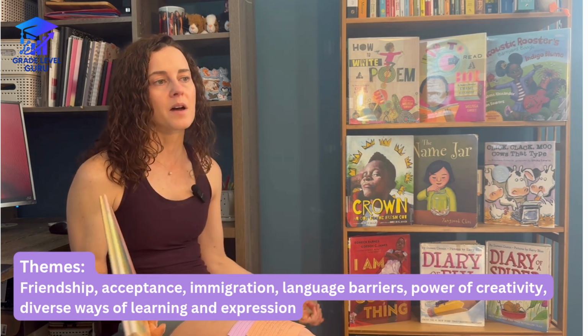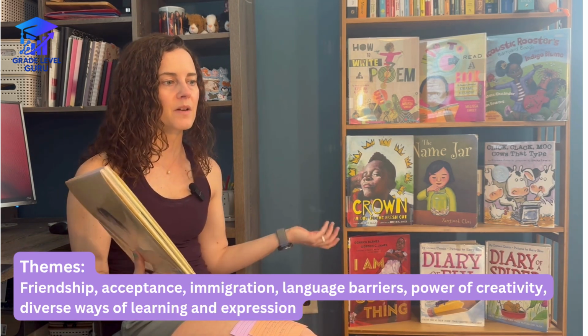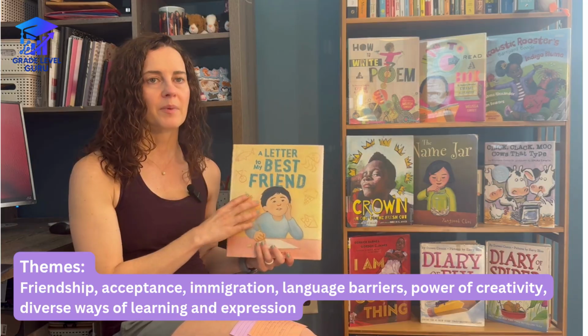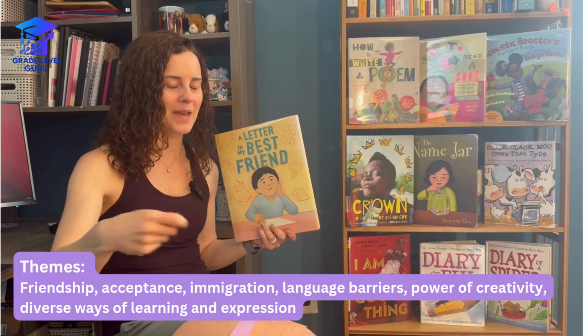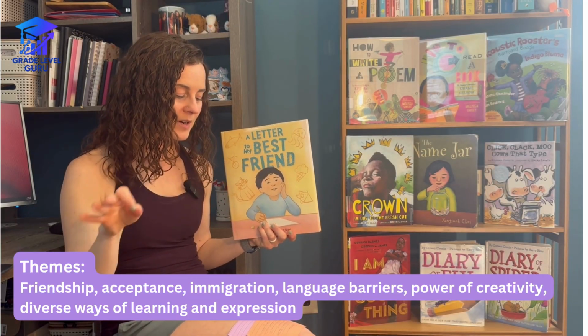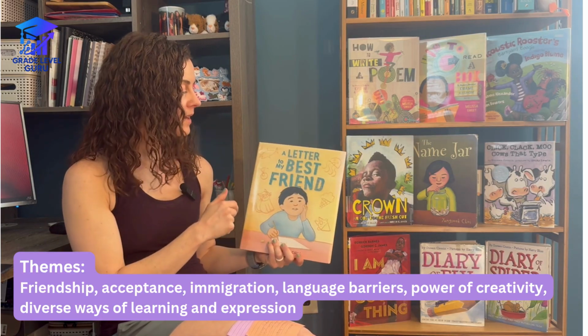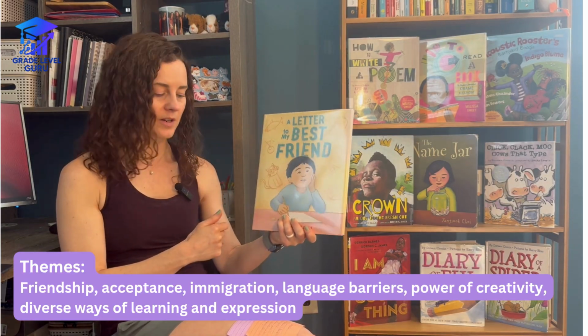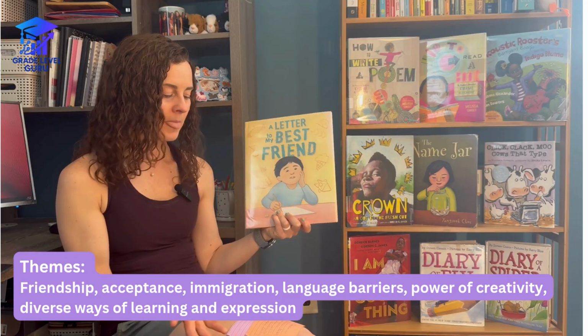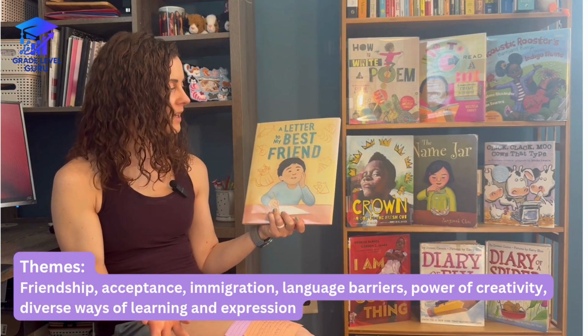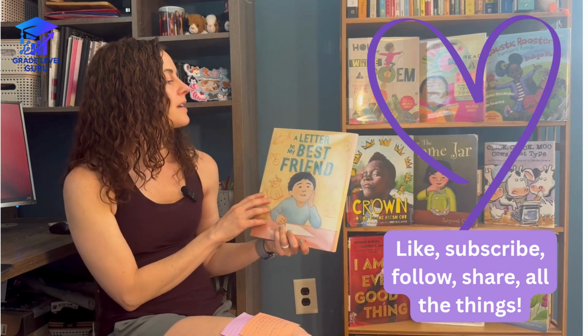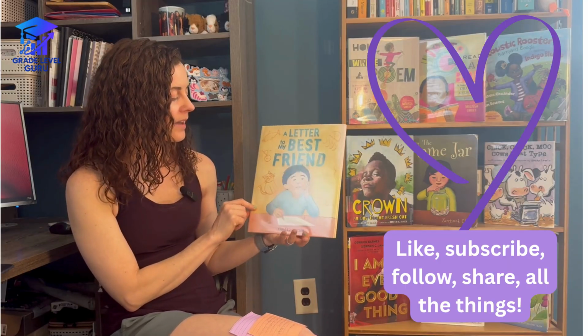And the same thing with Piper. Somebody might just be like, oh, that kid doesn't know how to write, but actually they probably just need help making the words. So diverse ways of learning and expression, the power of creativity, language barriers, all that goes with difficulties of immigration, like learning a new language, and friendship and acceptance. So I think we just tied it all together. So that is A Letter to My Best Friend by Yangsook Choi.